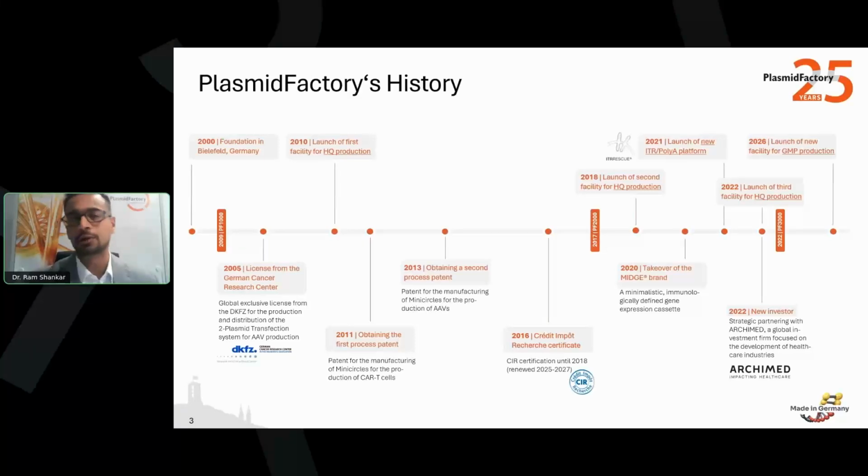We have expanded our production capacity. We have a new investor which is backing us now. And we are now poised to enter the next logical step, that is GMP production. And we are excited to go along with our customers and supply their needs as their needs change and as the field matures as well. So this is a nice snapshot of our company, and personally for me, it also in some way reflects the development of this field in the past 25 years.